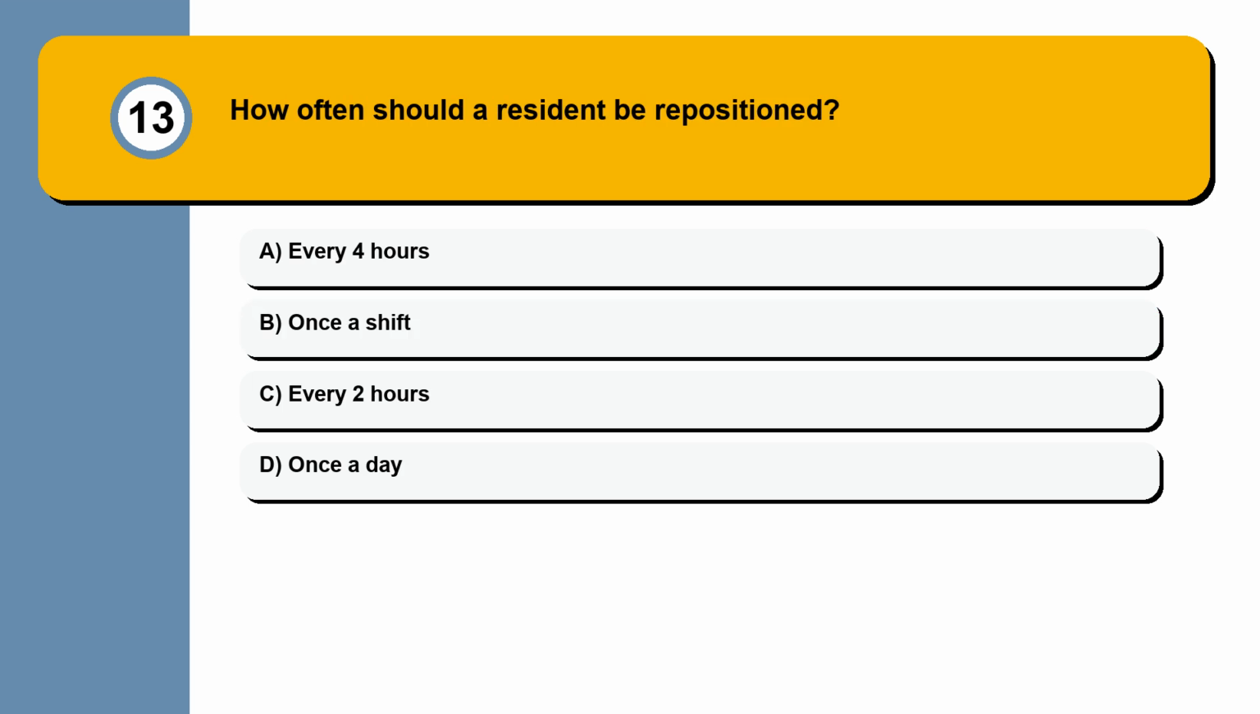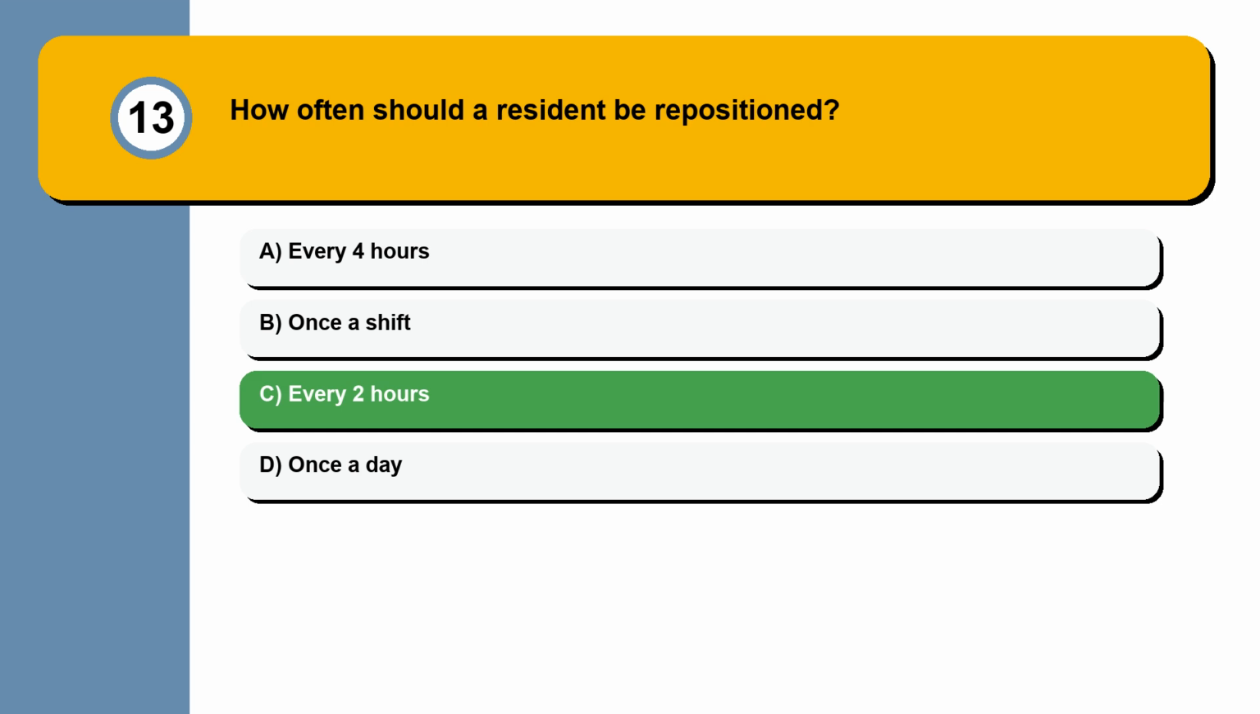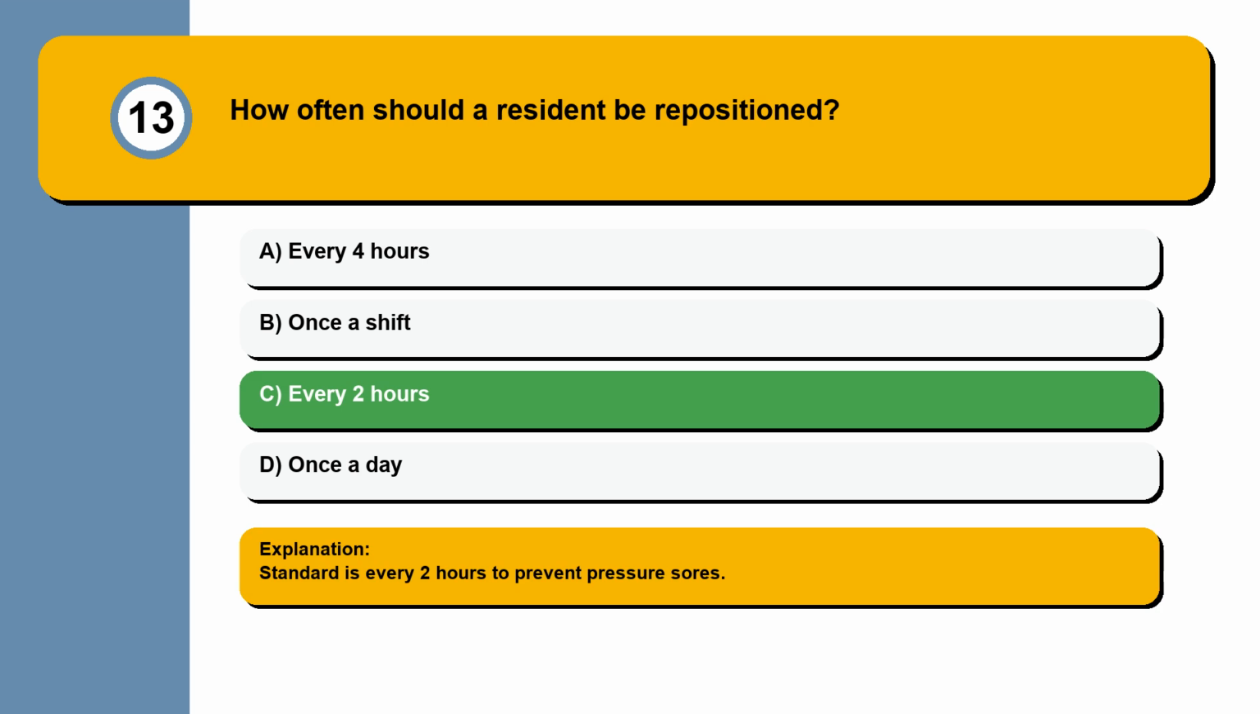Question 13. How often should a resident be repositioned? Every 4 hours. Once a shift. Every 2 hours. Once a day. Standard is every 2 hours to prevent pressure sores.